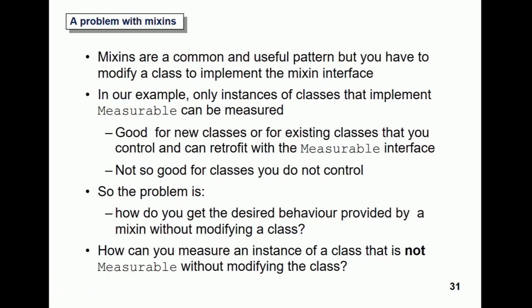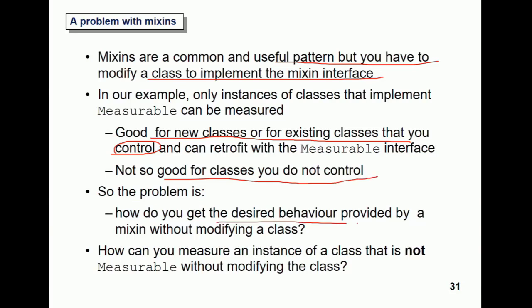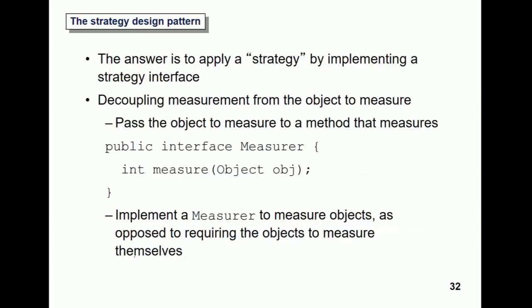Mixins are a common and useful pattern, but you have to modify a class to implement the mixin interface. This is good for new classes or existing classes that you control. So that's the key thing. You need to be able to control the class to apply the mixin design pattern. But it's not so good for classes you don't control. So the problem is, how do you get the desired behavior provided by a mixin without modifying a class? The solution is to use something called a strategy design pattern.